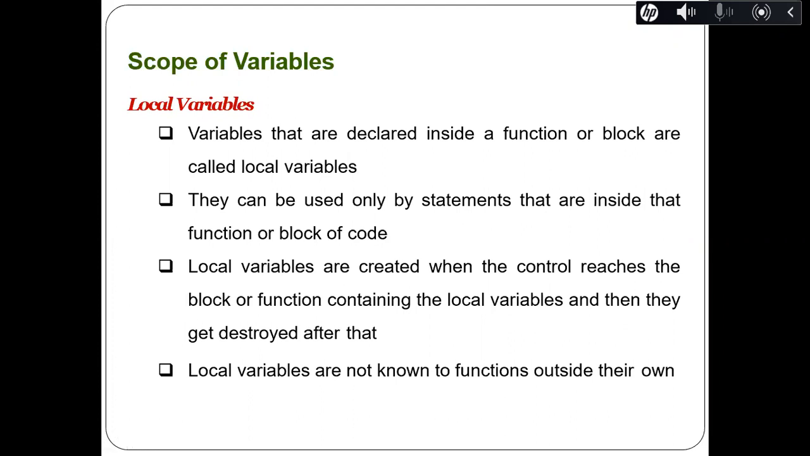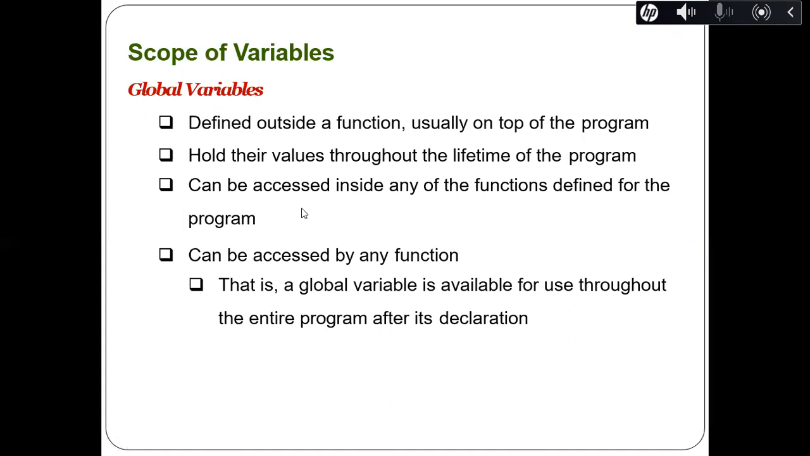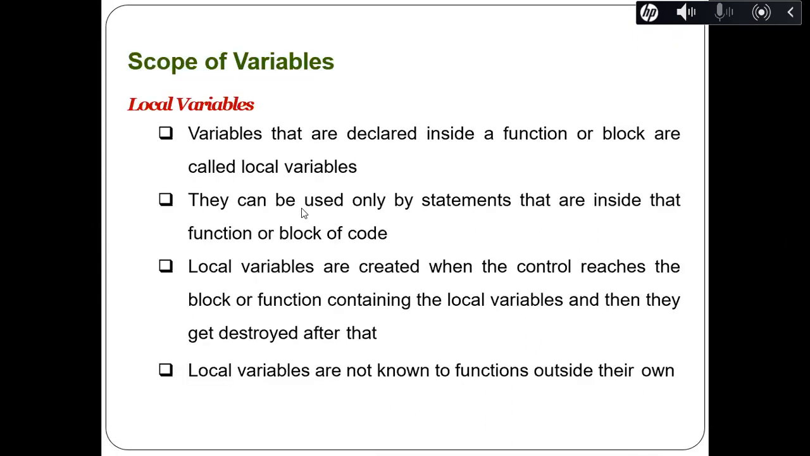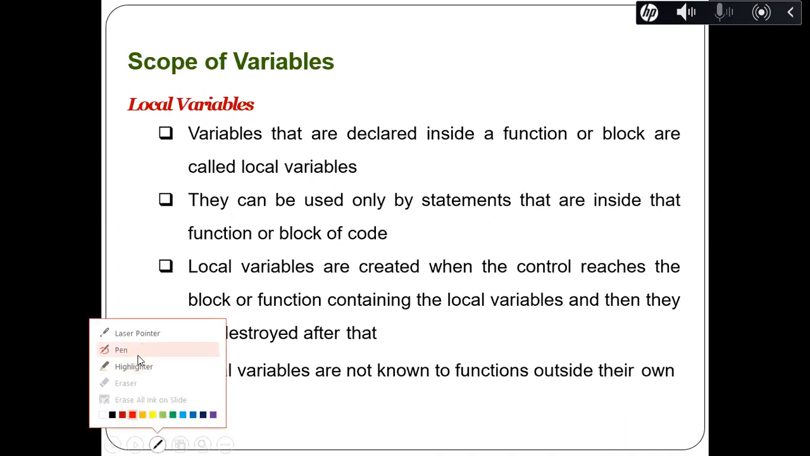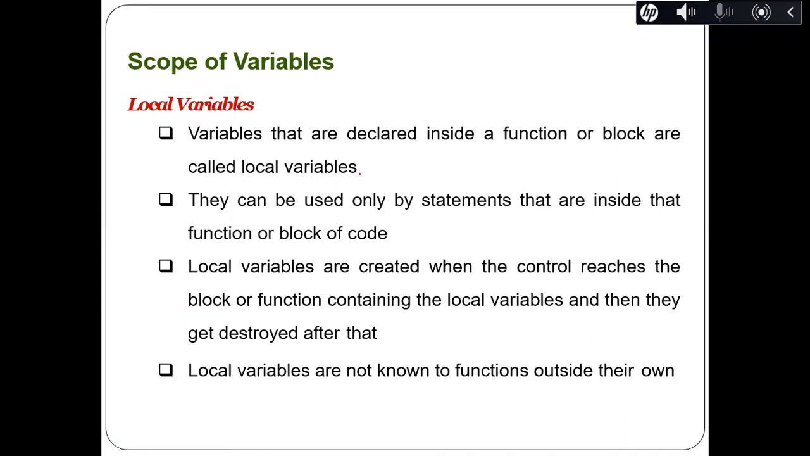Scope of the variables has two kinds. One is called a local variable. Another one is called a global variable. So, local variable and global variable.